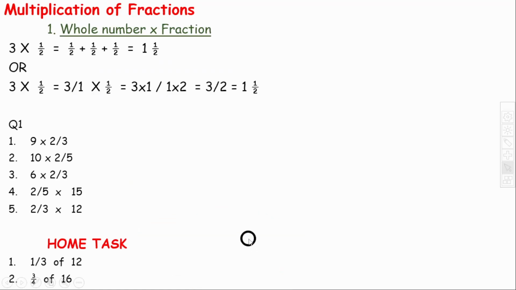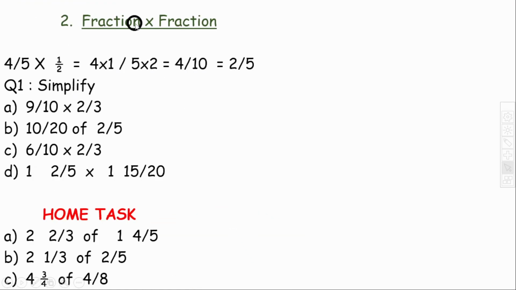Now let's go to the second category, fraction multiplied by fraction. What I mean by that is what we have here, 4 all over 5, which is a fraction, multiplied by another fraction, 1 all over 2. So all we have to do is just multiply the numerator and multiply the denominator.